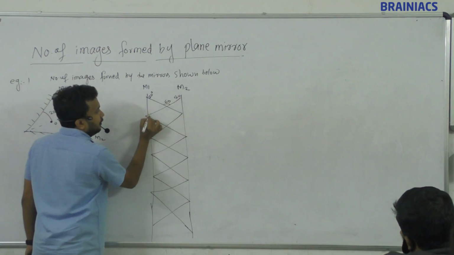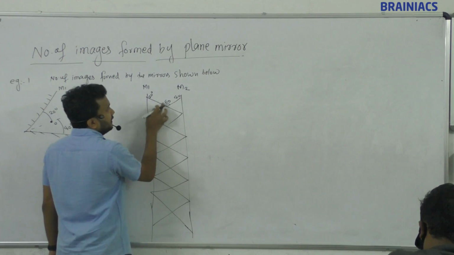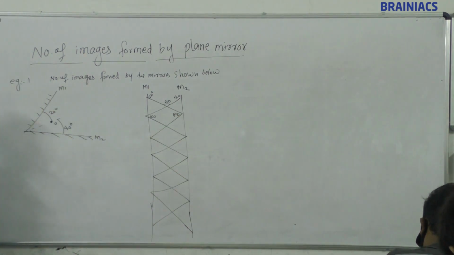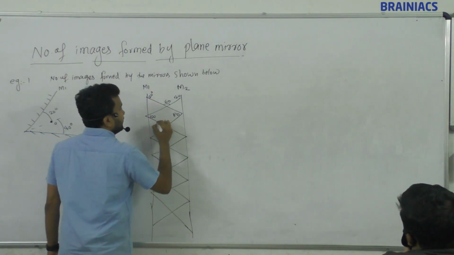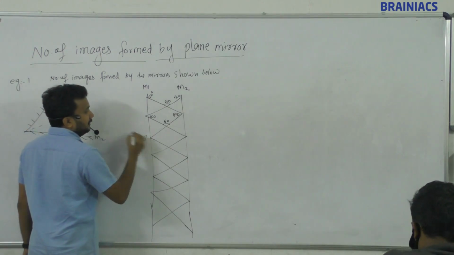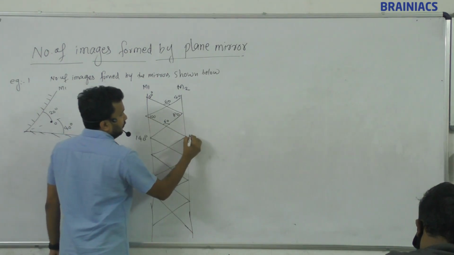60 plus 40. How much? 100. So this is possible, yes. 60 plus 20, how much will come? 80. This angle is how much? 60. 60 plus 80, how much? 140. Possible, yes, possible. Next 60 plus 100, 160. Possible, yes.